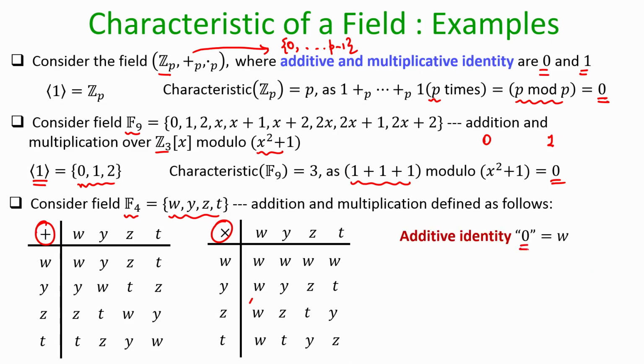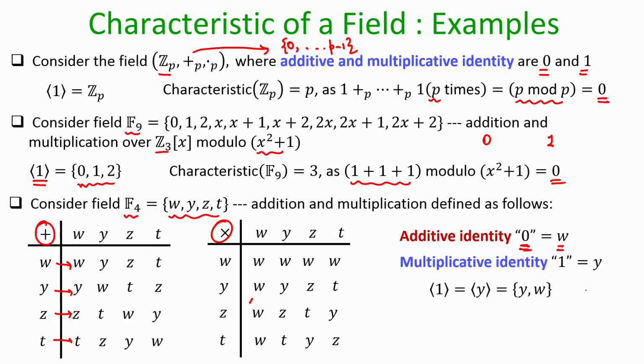Let us identify the additive identity element, namely 0. What exactly is the element 0 here? The element 0 here is actually the element W, because you add W to any element, you get the same element back. So, you add W with W, you get W, you add W to Y, you get Y, and so on. So, even though W is the additive identity, whenever I want to refer to additive identity, instead of saying W, I will use the notation 0.